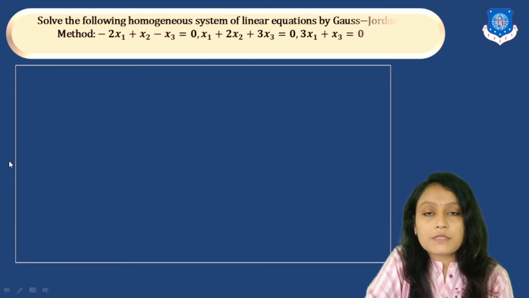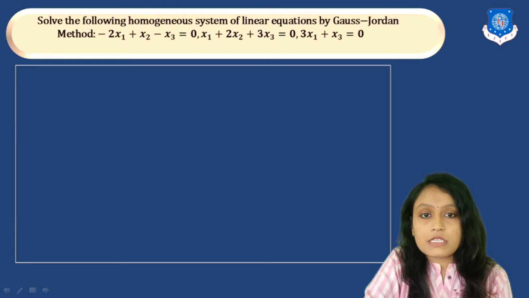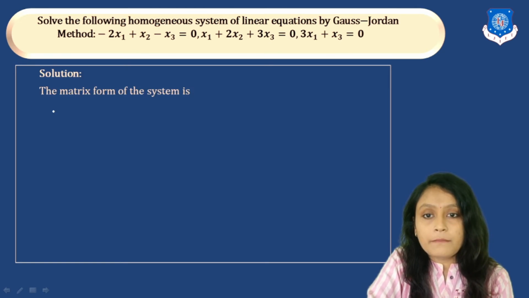Now let's begin with the example. Solve the following homogeneous system of linear equations by the Gauss-Jordan method, and the equations are minus 2x1 plus x2 minus x3 is equal to 0, x1 plus 2x2 plus 3x3 is equal to 0, and 3x1 plus x3 is equal to 0. So let's begin with the solution.